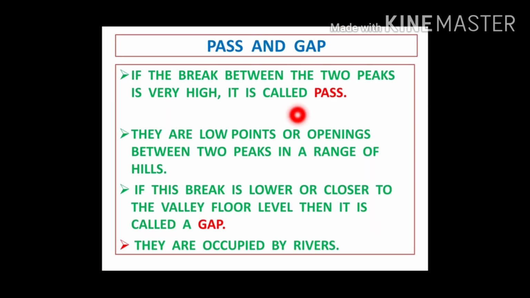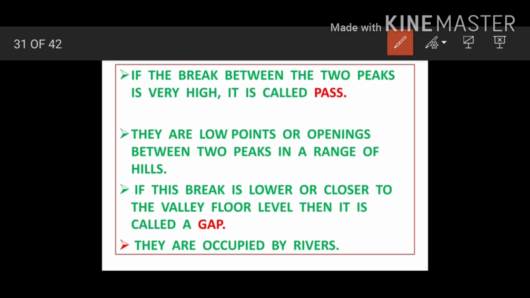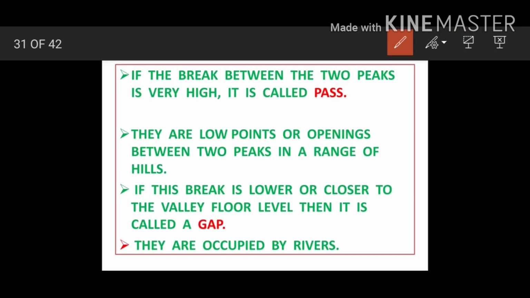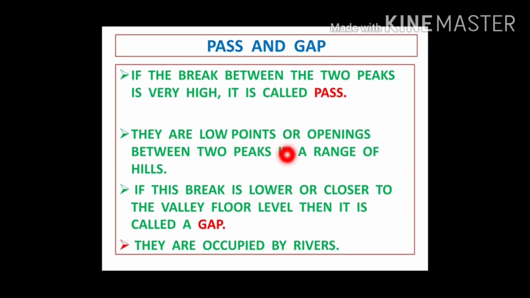Now pass and gap. If the break between two peaks is very high, it is called a pass. Now students, there are two peaks like this, and this is the break. If it is too high, then it is known as a pass. They are low points or openings between two peaks in a range of hills. If this break is lower or closer to the valley floor, it is known as a gap.